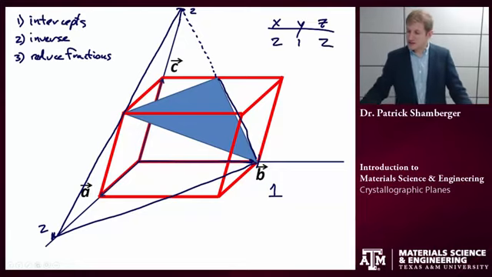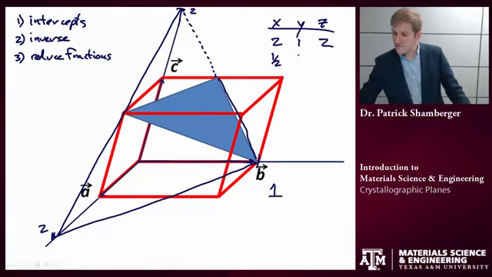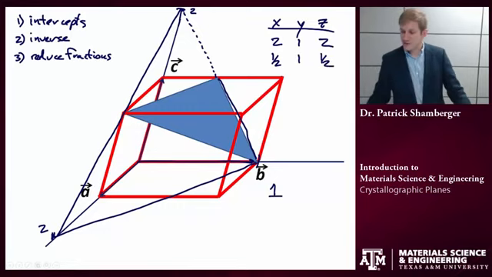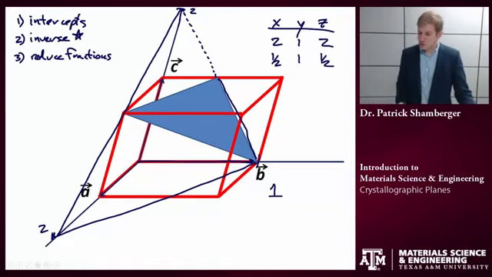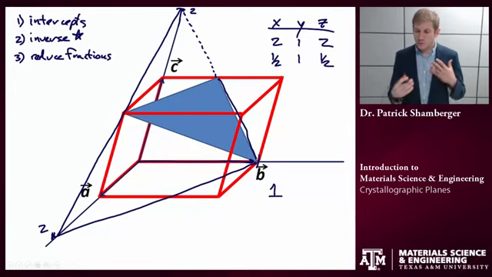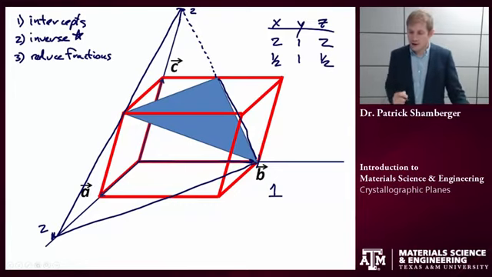The next step is to take the inverse of those. 1/2, 1, 1/2. So 1 over 2, 1 over 1, 1 over 2. Now, this is kind of tricky, and this is oftentimes what people forget. When we're doing directions, we don't take the inverse at all. When we're doing planes, we do take the inverse. So students oftentimes confuse the two. So just a word of caution.